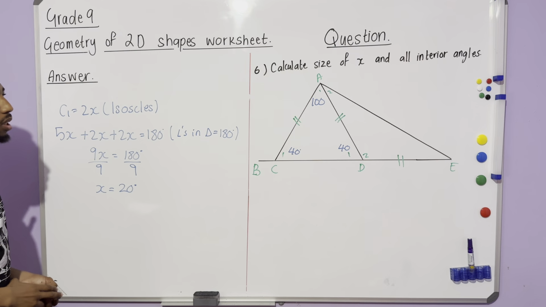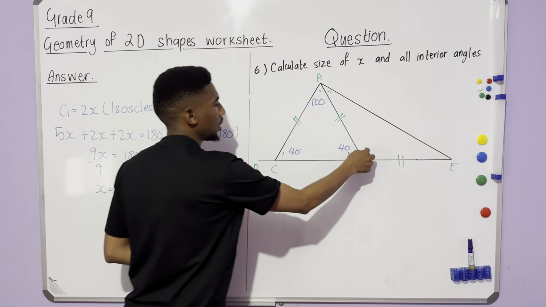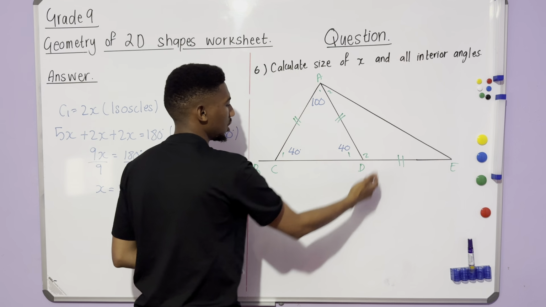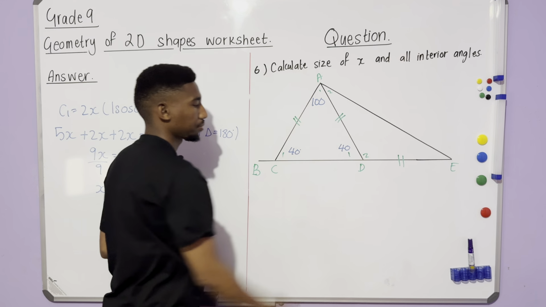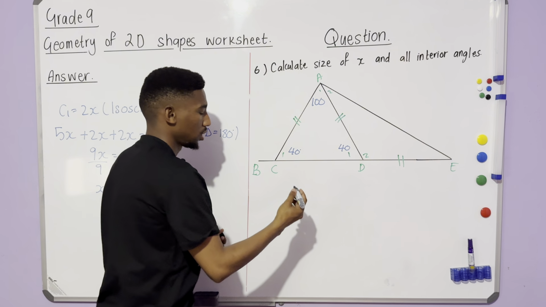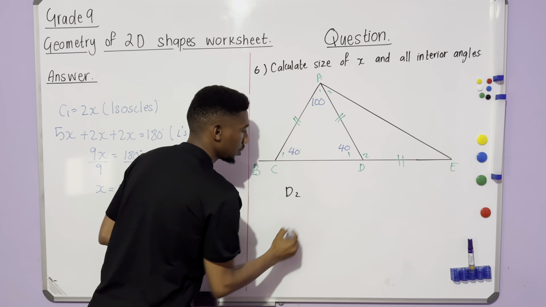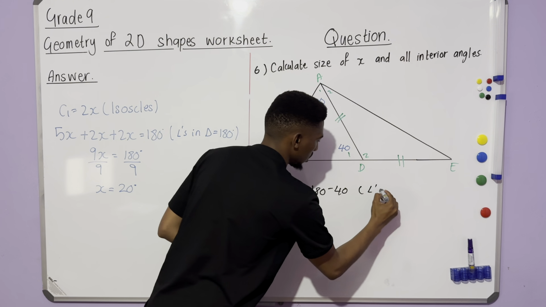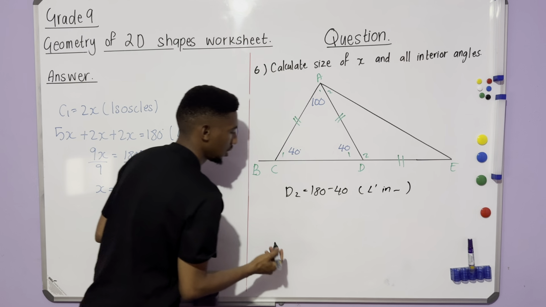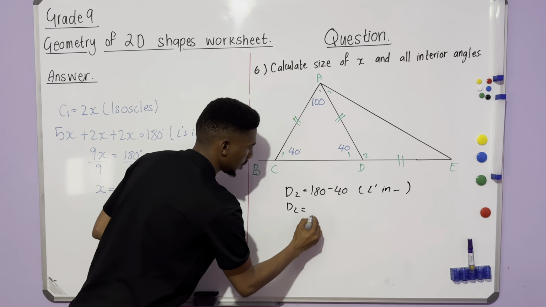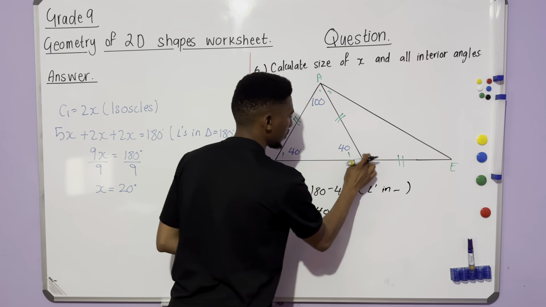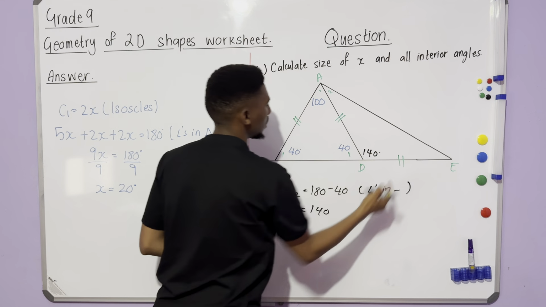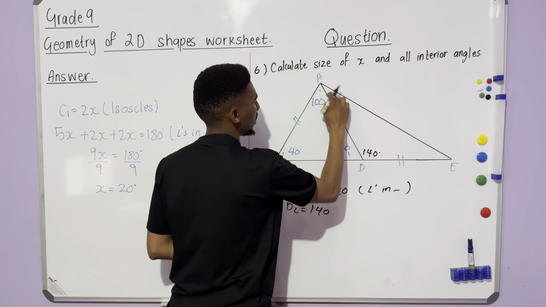Now we don't know these interior angles, but we can simply find D2 using the properties of a straight line. So I'm going to quickly do that. D2 is equal to 180 minus 40, angles in a straight line. D2 is equal to 140 degrees. That's 140 over there. And if these two angles are equal, I'm just going to give them a letter and say y.